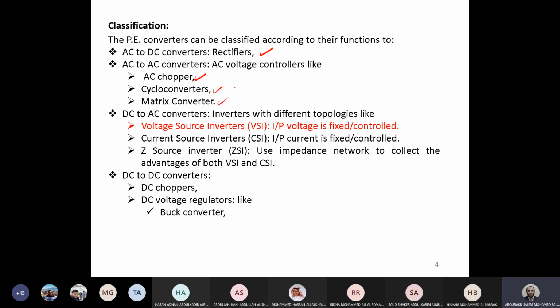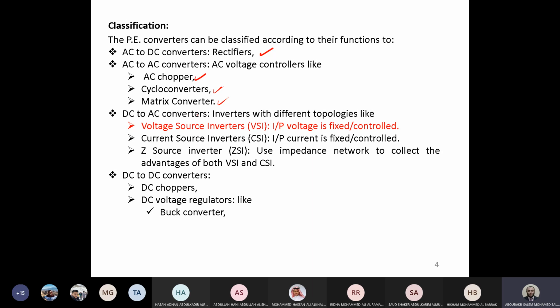Cycle converters are obsolete. They were made in the 1940s, and are not used anymore after the appearance of back-to-back converters. Matrix converter is still under investigation. It does not exist yet in industry. So in industry you will find, among AC voltage controllers, only AC choppers.